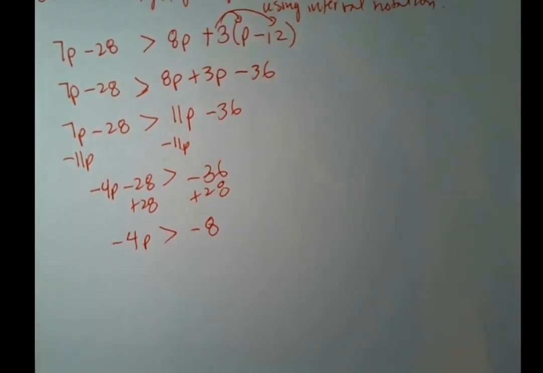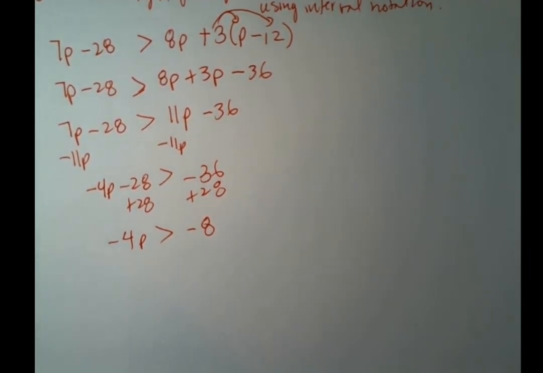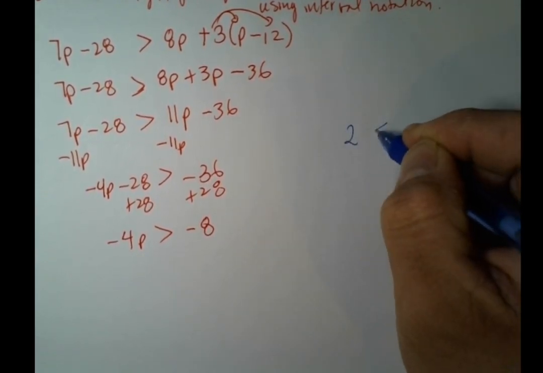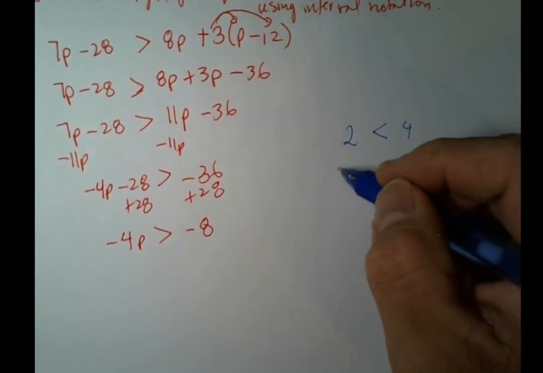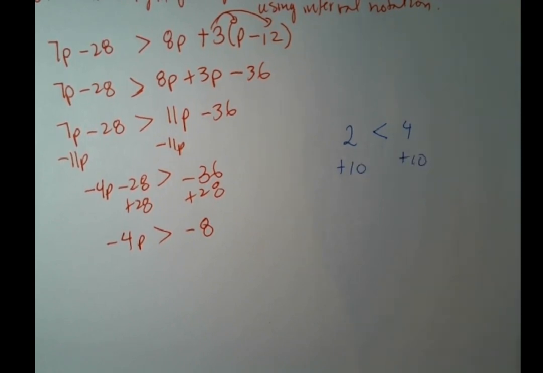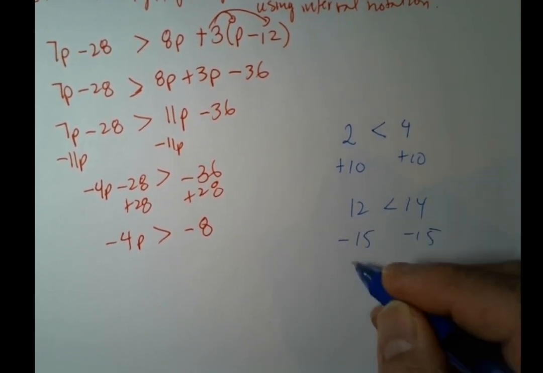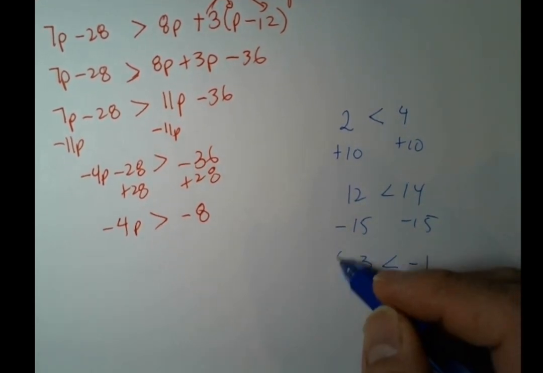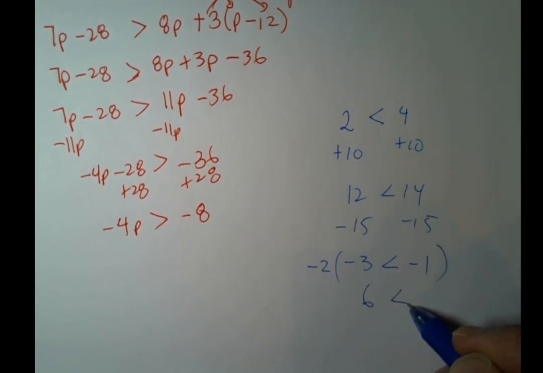Why is that the case? Because dividing or multiplying by a negative is kind of an opposite operation, so it turns everything around. For example, say I had the statement 2 less than 4. That is true. If I add 10 to both sides, 12 less than 14 is still true. If I subtract 15 from both sides, we get negative 3 less than negative 1, also true. But now let's multiply both sides by negative 2. Then we get 6 less than 2.